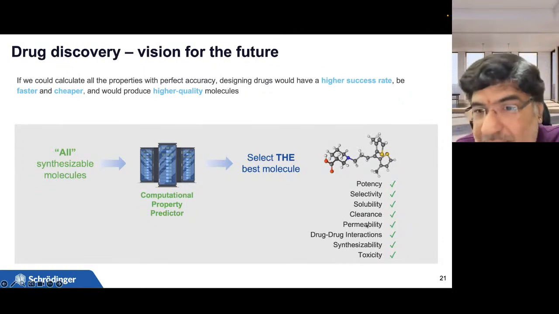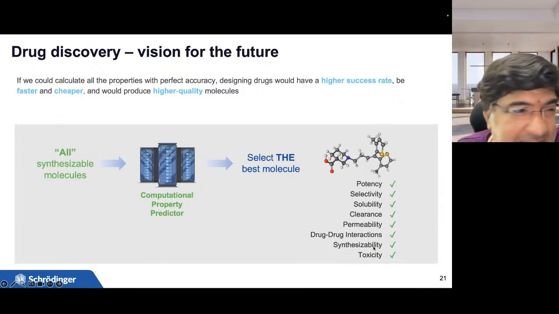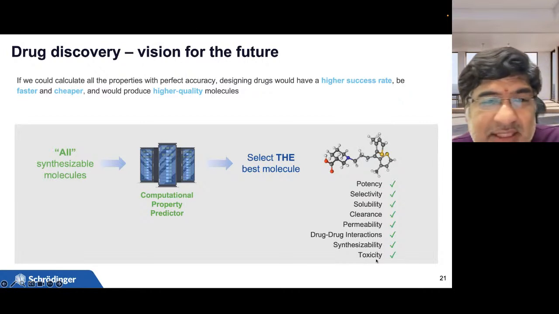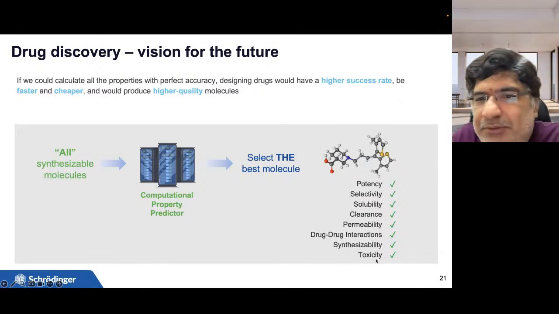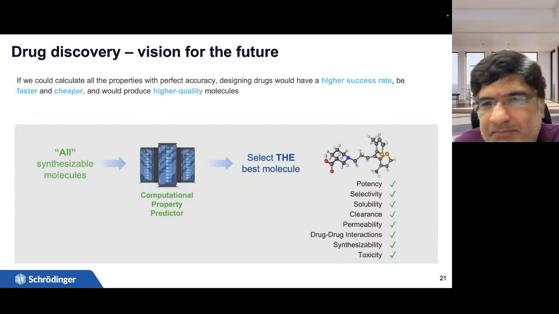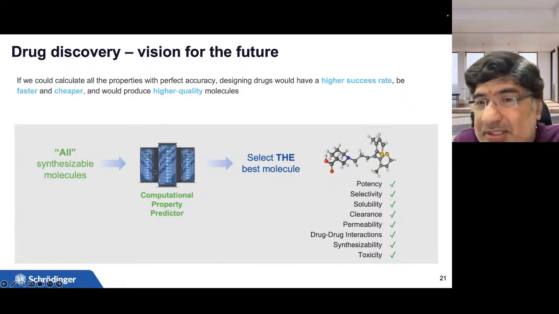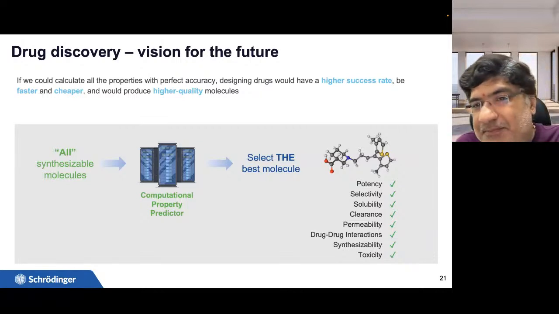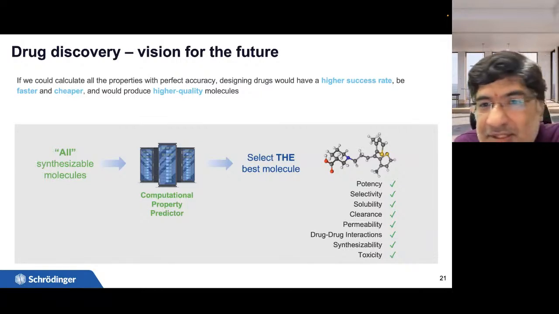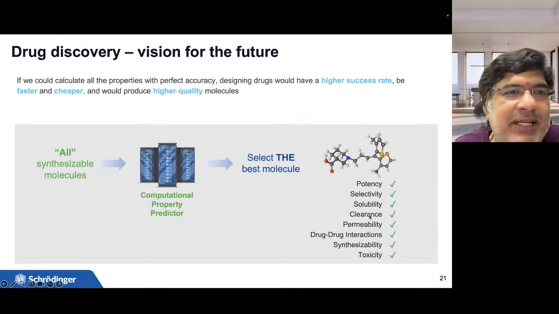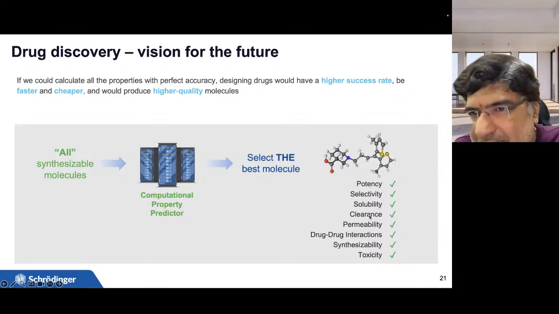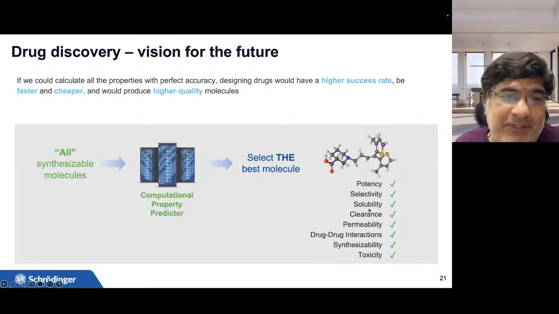In Schrodinger we have very good tools. It is very difficult to predict drug-drug interaction, synthesizability is again complex, and toxicity, multiple things come into the picture, right? Probably today we are not there. Maybe in the next 5 or 10 years, we would be able to predict all these things. Then whatever you design in the computer, you just synthesize, it will be a perfect molecule and could reach clinical trial. But at this stage, a few properties like potency, selectivity, solubility we predict very accurately, and with that we are able to bring the differentiation.